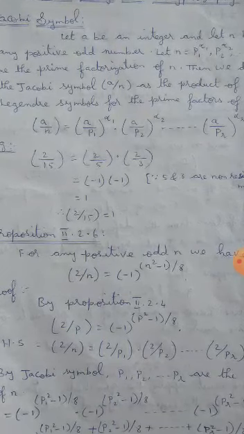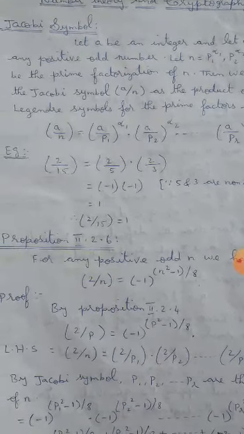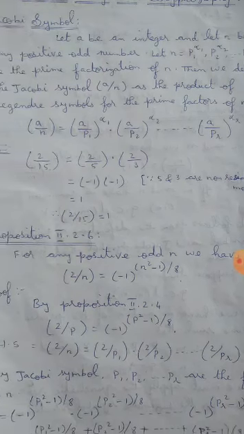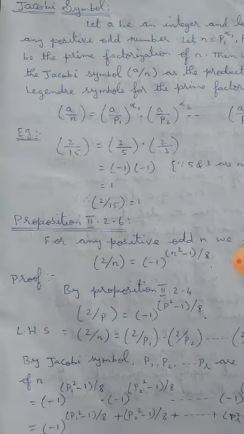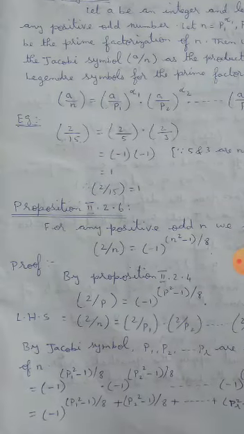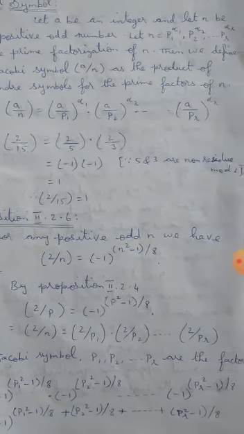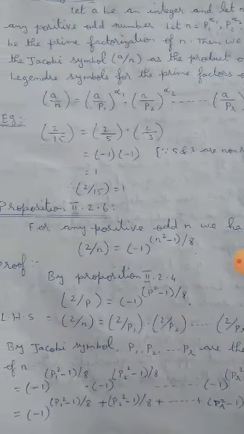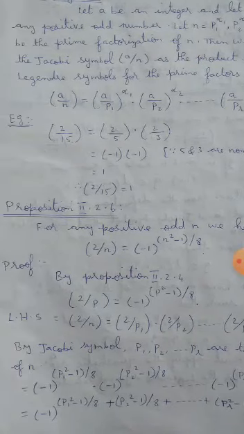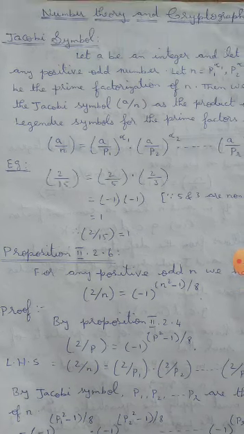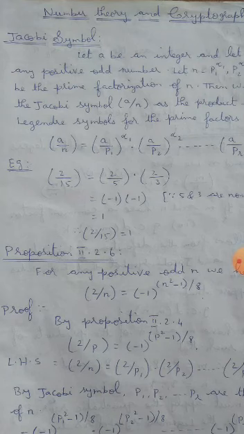Let a be an integer and let n be any positive odd number. Let n equal p1 power alpha 1, p2 power alpha 2, etc., pr power alpha r, be the prime factorization of n. Then we define the Jacobi symbol (a/n) as the product of the Legendre symbols for the prime factors of n. I hope you have understood what the Legendre symbol is from the previous video. Using that, we are going to discuss the Jacobi symbol.